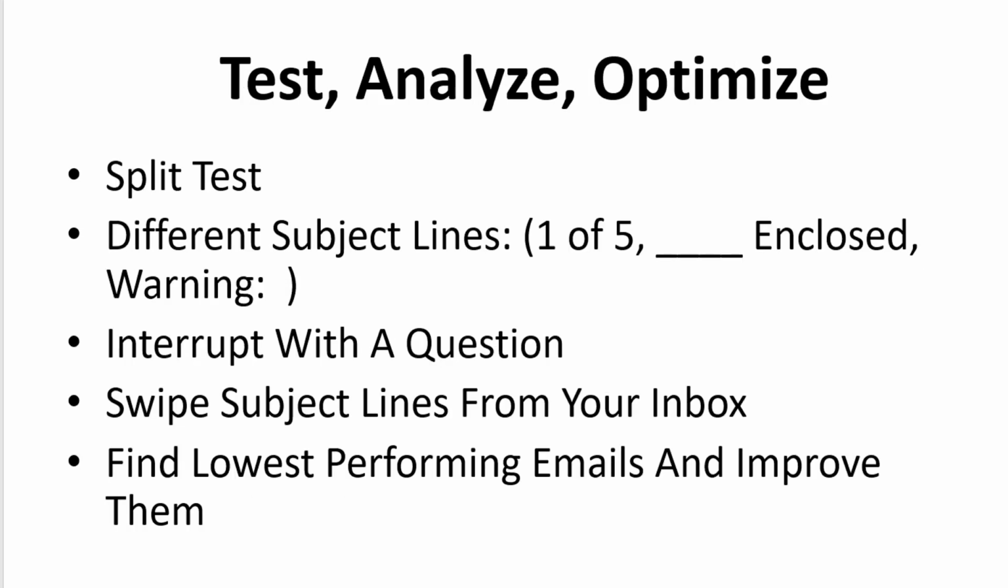Now, once you've got an email series set up, the great thing is you can get some results and then start testing, analyzing, and optimizing it. And you can do different things depending on your provider, like setting up split tests, and you want to try different subject lines. If you've got an email that isn't getting very much action, change up the subject line.